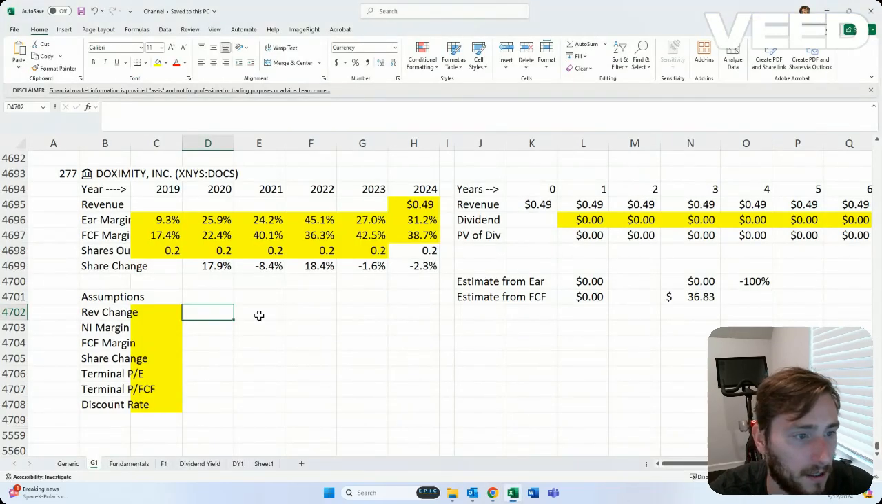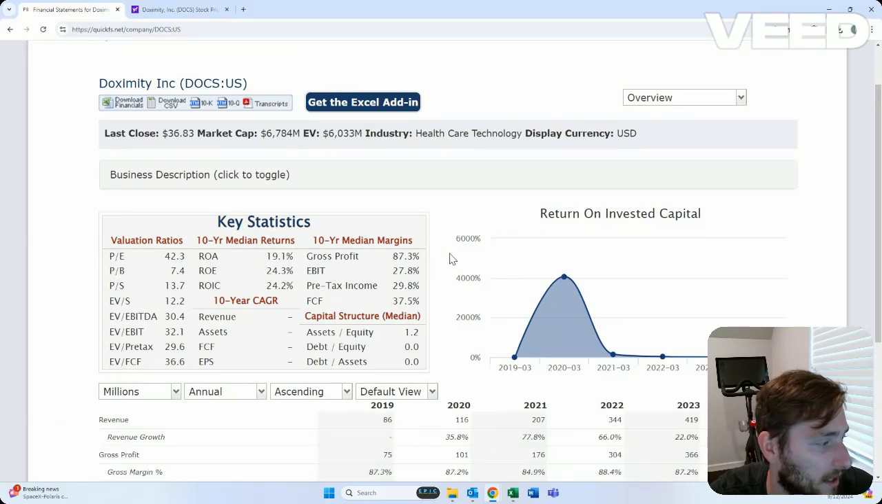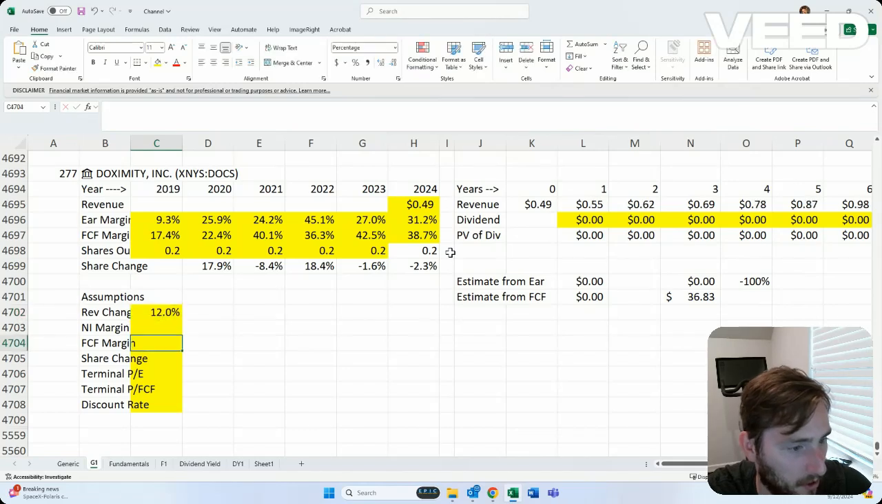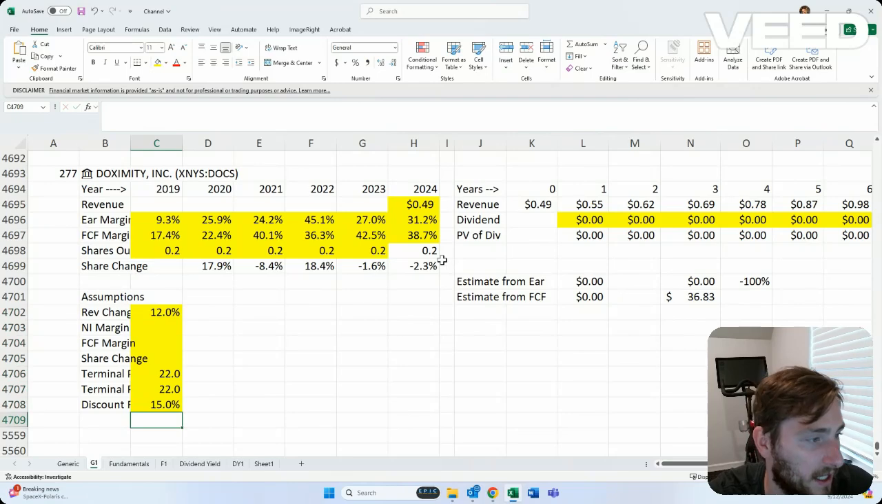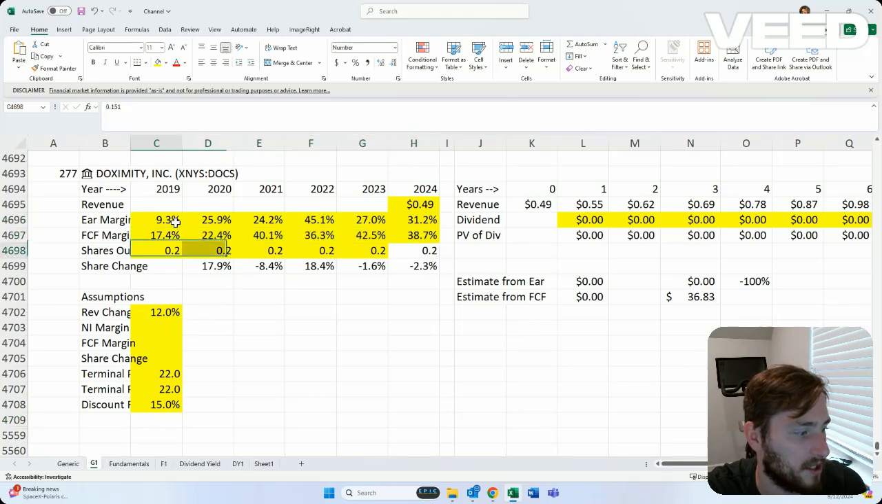So for Doximity revenue growth, I mean, if they're able to get 12% revenue growth, I think they deserve 22 PE, given that these margins are impressive. They're still reinvesting at the end of a 7-year period. They'll likely still have a good amount of growth ahead of them. For margins, I mean, their margins are absolutely huge as well.